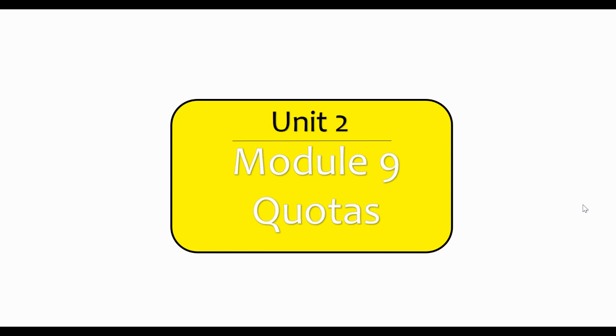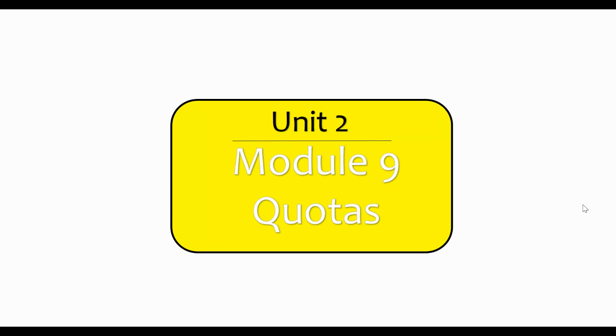Hello, ladies and gentlemen, and welcome back to another session of AP Econ. Today we're going to talk about Module 9, which is still part of the last module of Unit 2. It talks about another type of government control within the economic system of the free market of supply and demand, called quotas.